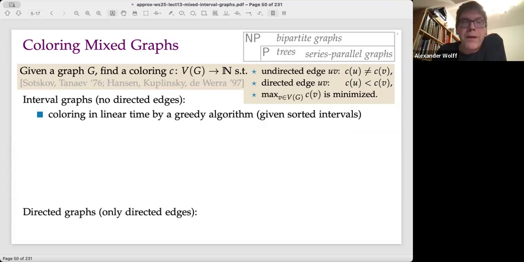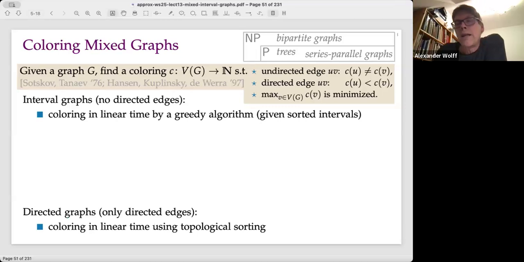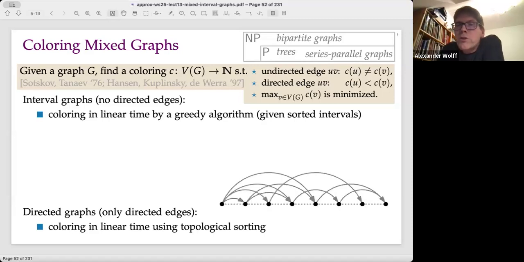Okay. On the other hand, if you have a directed graph without any undirected edges, then you can color again in linear time using topological sorting with the same approach. So here's a directed graph that is already topologically sorted for us. And we start again from the left using color 1. Then when we go to the second vertex, we realize, oh, 1 is gone.